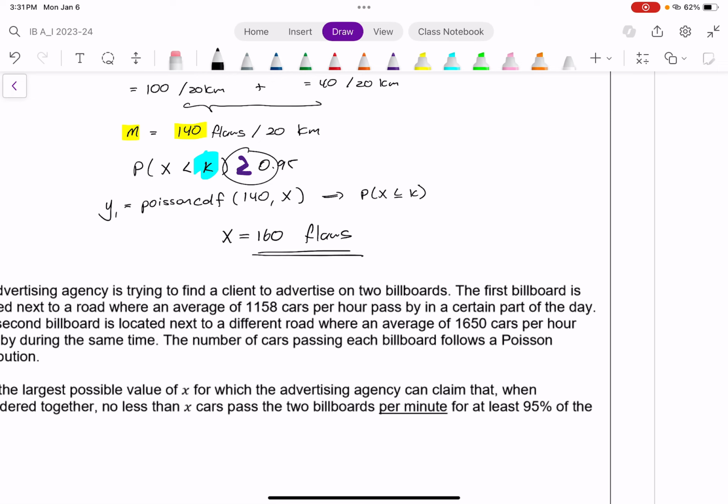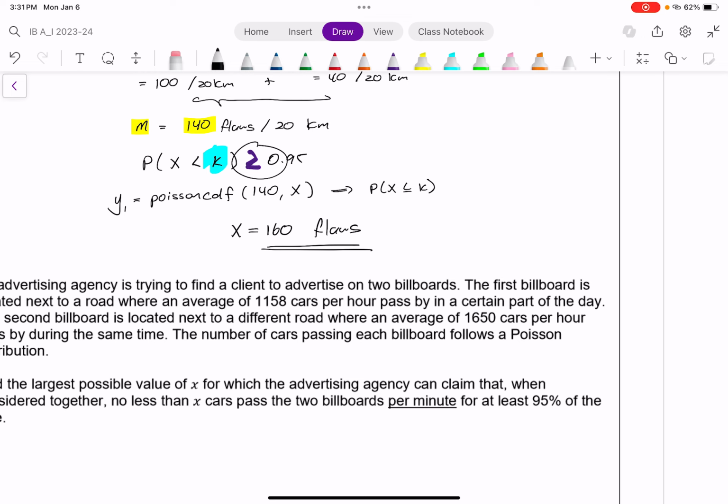I don't have the exact numbers written down here, but when you look at your table, and again, I think the table is much easier to work with, when you see 159, it's just shy of 95%, and 161's above it. So 160 is what we should budget for here.